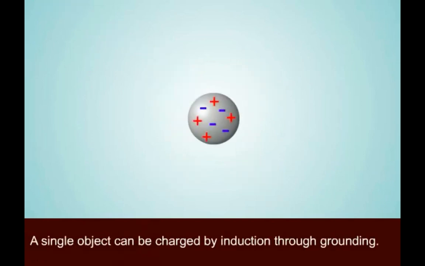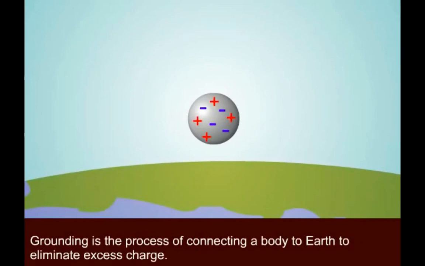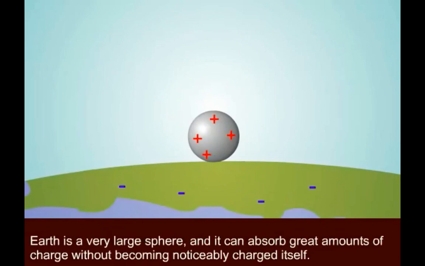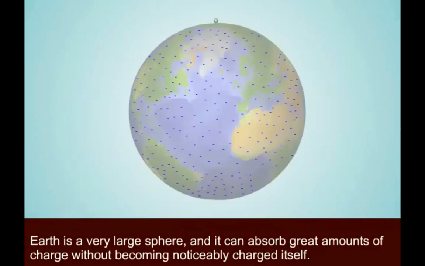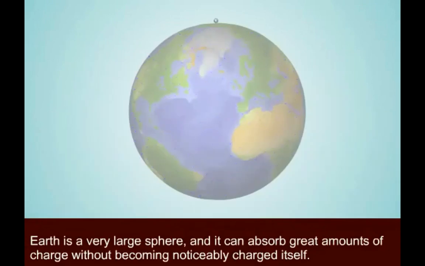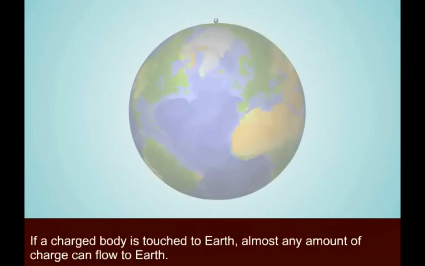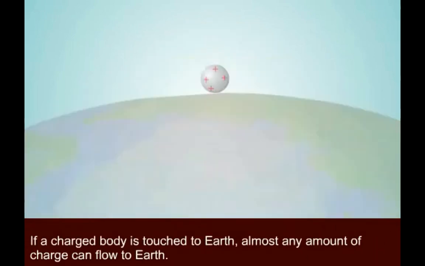A single object can be charged by induction through grounding. Grounding is the process of connecting a body to Earth to eliminate excess charge. Earth is a very large sphere, and it can absorb great amounts of charge without becoming noticeably charged itself. If a charged body is touched to Earth, almost any amount of charge can flow to Earth.